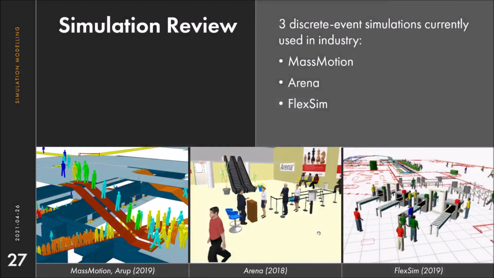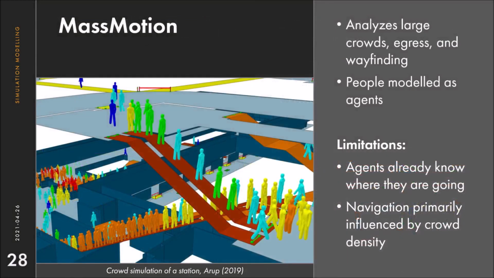But firstly, to understand what exists out there already, I initially reviewed 3 discrete event simulation software that are currently used in industry for terminal analysis. These were MassMotion, Arena, and FlexSim. MassMotion is primarily used in architecture for crowd flow, emergency evacuations, and wayfinding. It models people as agents and gives them passenger-like characteristics.